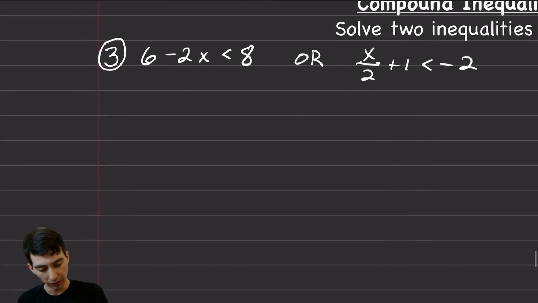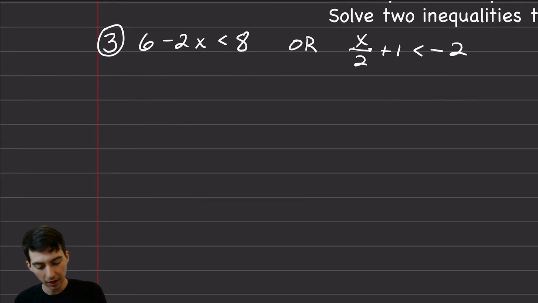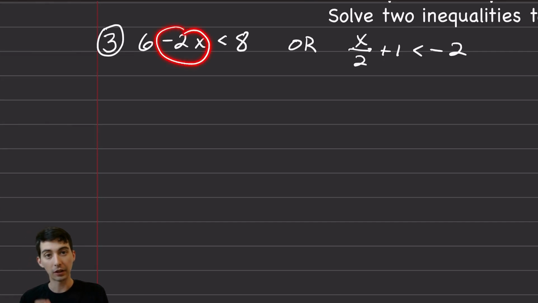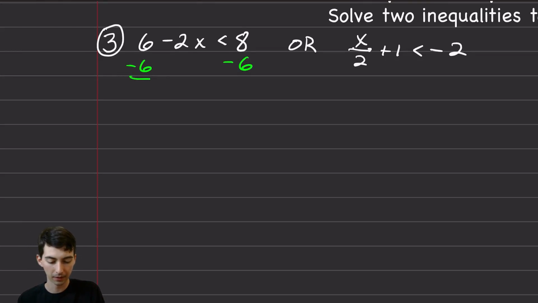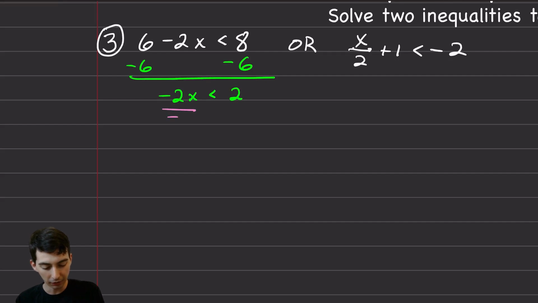So let's focus on this first one over here. I've already got all of my variables on one side, so I'm going to move this 6 over by subtracting it. And so I get negative 2x is less than 8 minus 6, which would give me 2. And now I can divide by negative 2 to get those 2's to cancel.